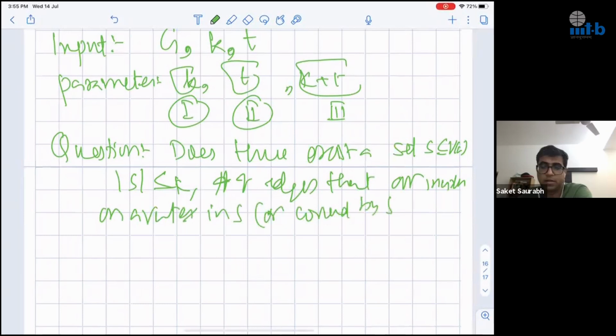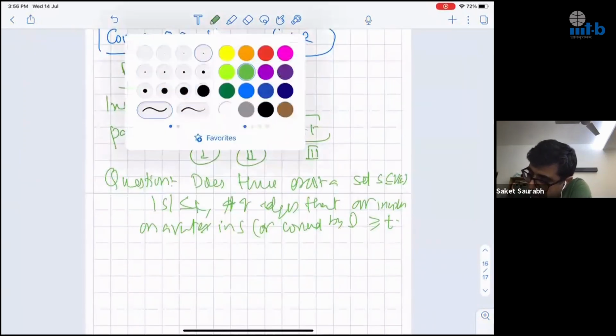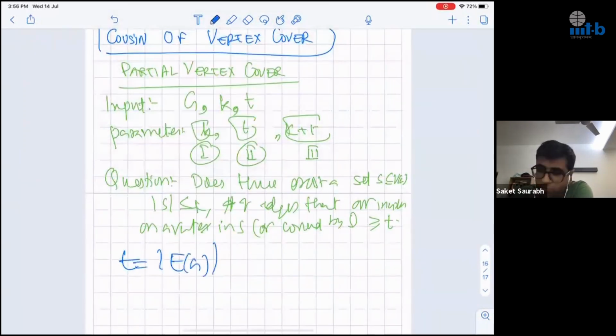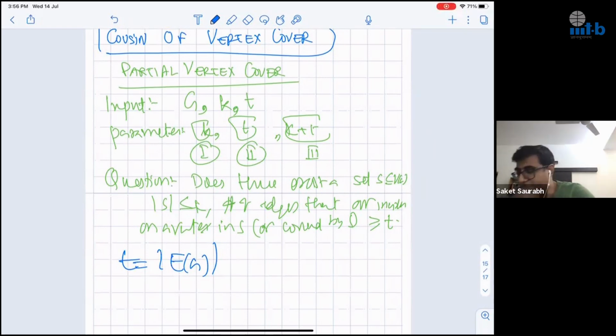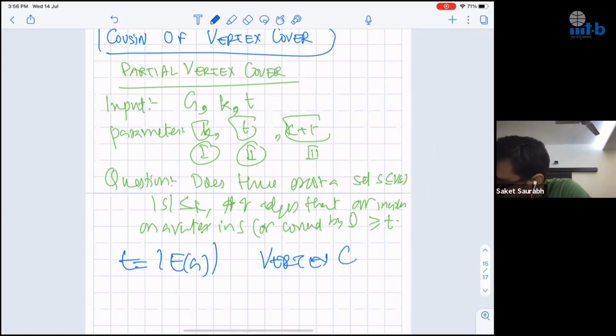Now notice that when t equals E of G, what is this problem? Hello? What is this problem when t equals the whole edge set? This is precisely vertex cover. Okay. Everyone correct? But what does this problem tell us? This is why it's called partial vertex cover.